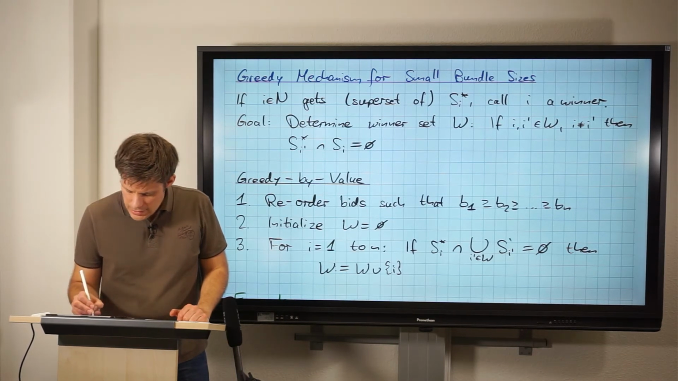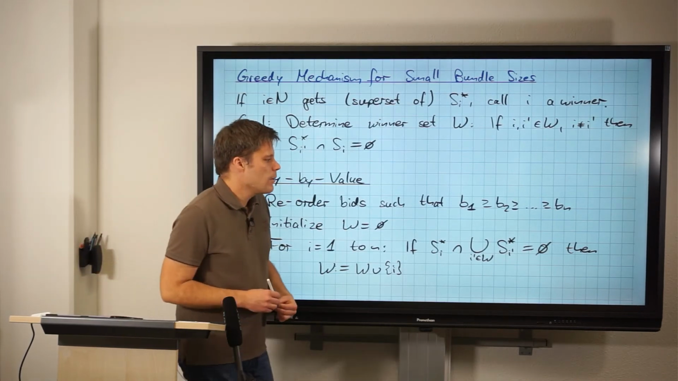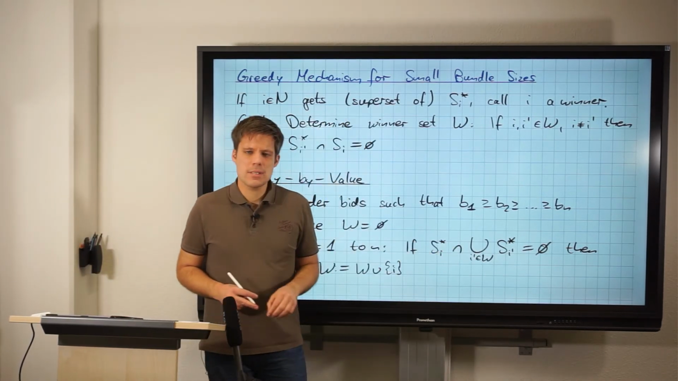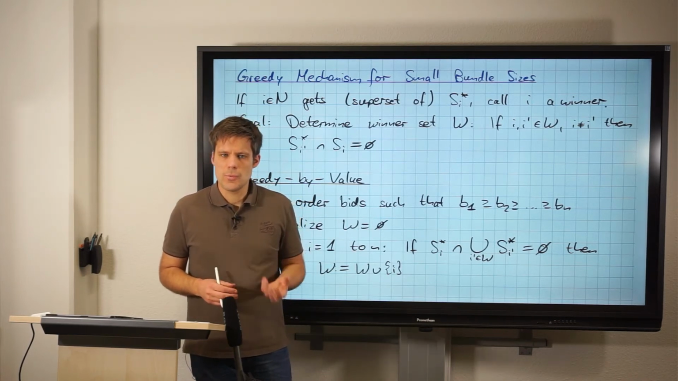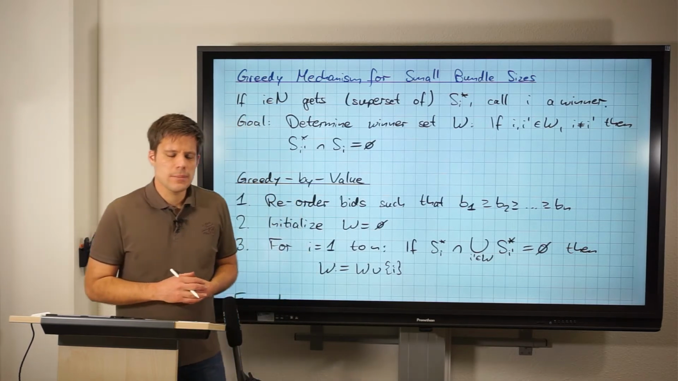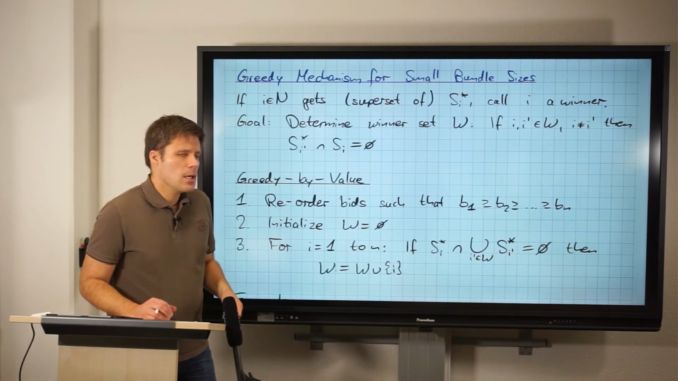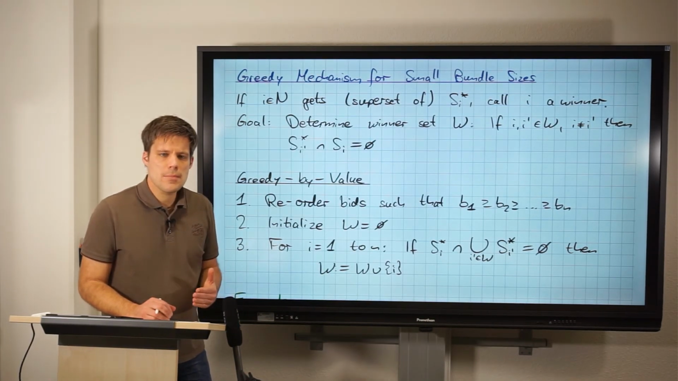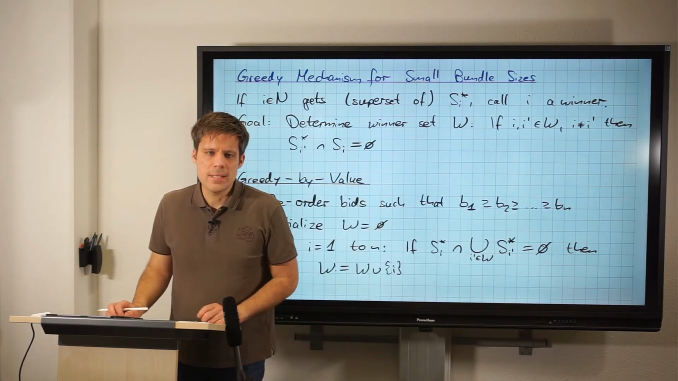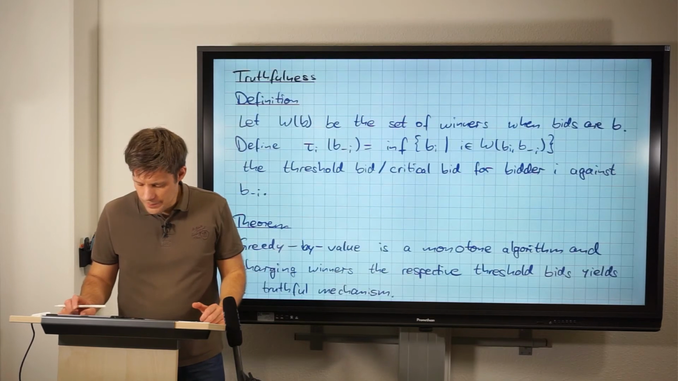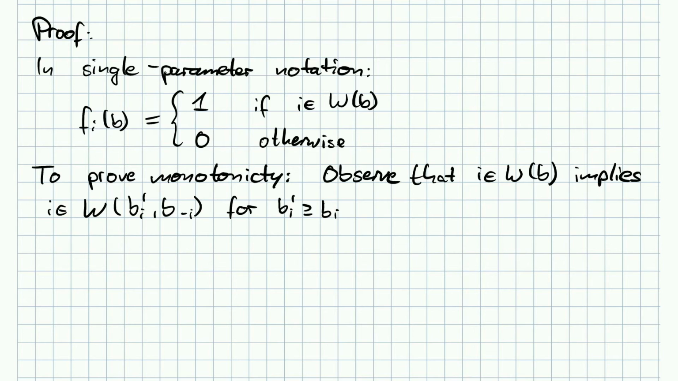By the way, there is a star missing in here. Those are just always the bundles that these bidders just want by their single parameter property. Good. So the point is, if you're a winner and increase your bid, then you'll only move further to the front. This is why this is a monotone algorithm. Good.